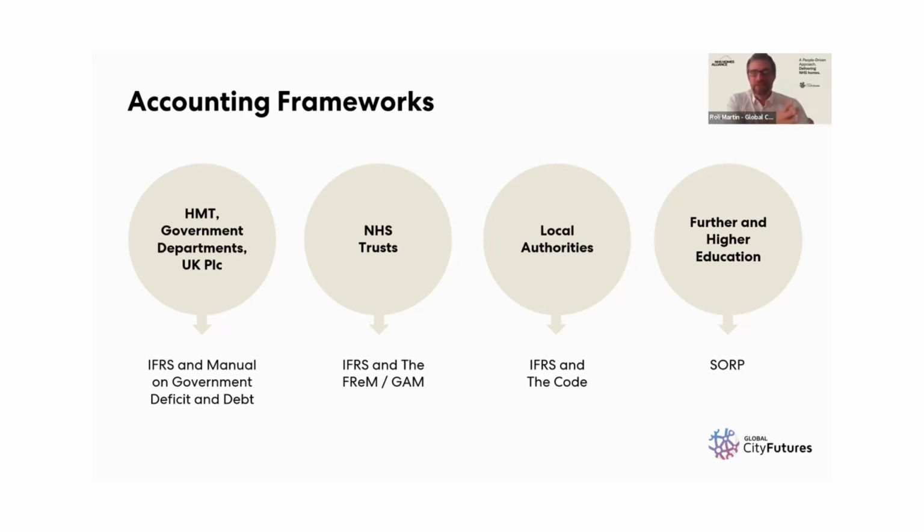So Treasury has its own set of accounts, which is under IFRS, which is International Financial Reporting Standards, and they have the manual on government deficit and debt. Separately, NHS trusts just use IFRS as interpreted by their FREM and now the GAM. Local authorities have IFRS as interpreted by the code, and higher education uses the SORP. It's just an important distinction because different organisations use different interpretations of how IFRS is used.